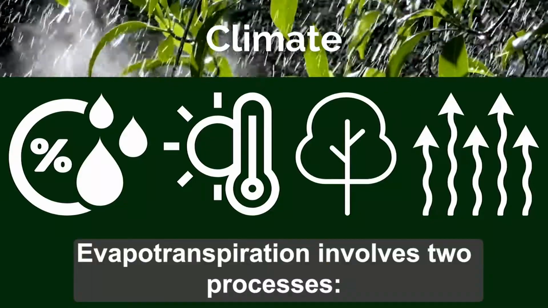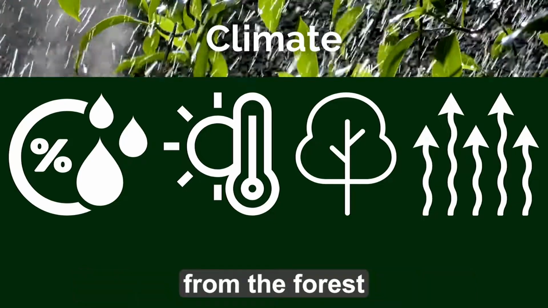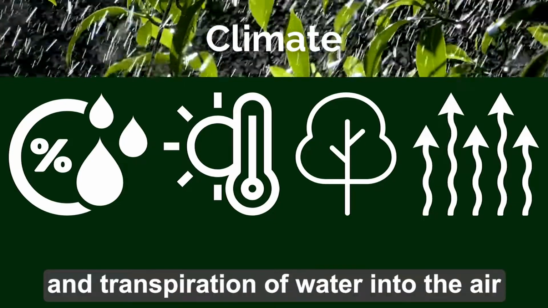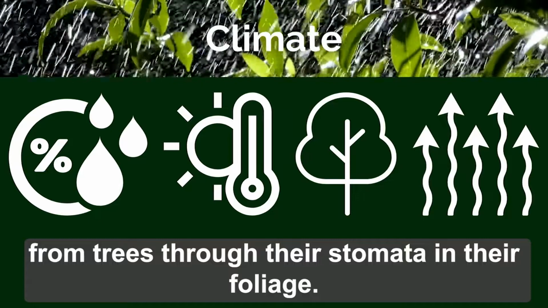Forests also help regulate humidity and temperature by evapotranspiration. Evapotranspiration involves two processes: evaporation of water into the air from the forest canopy and soil, and transpiration of water into the air from trees through their stomata and their foliage.